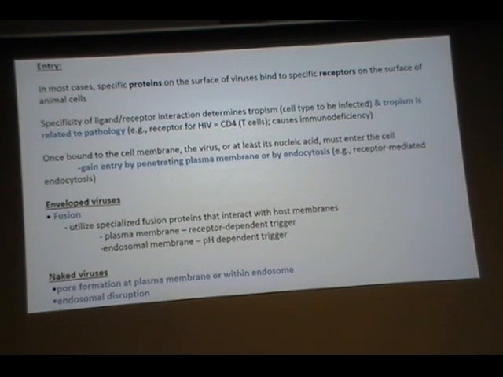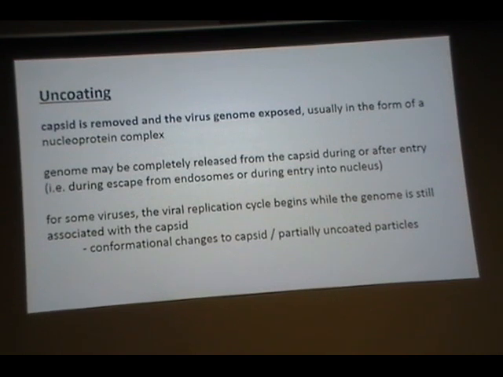So enveloped viruses tend to get in through fusion. They utilize special fusion proteins that are part of their glycoprotein makeup, and that helps them get into the host cell. And naked viruses tend to form pores in plasma membranes, oftentimes within the endosome, or cause endosomal disruption, which basically breaks apart the endosome, releasing the virion into the cytoplasm. Viruses will then uncoat, the capsid is removed, and the genome is exposed, and this, of course, is critical in order to start replicating proteins, in order to start replicating the virus itself. And there's nothing really special about this when comparing RNA and DNA viruses.